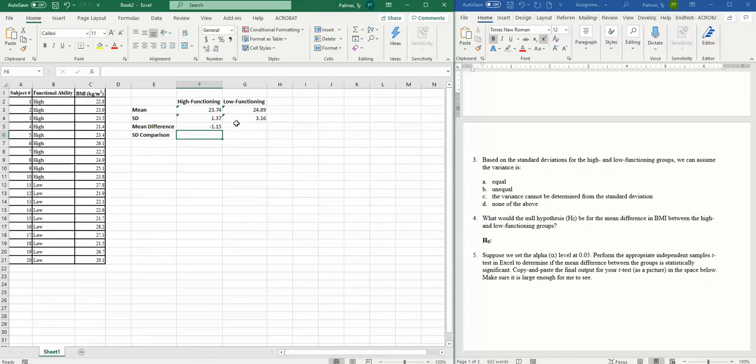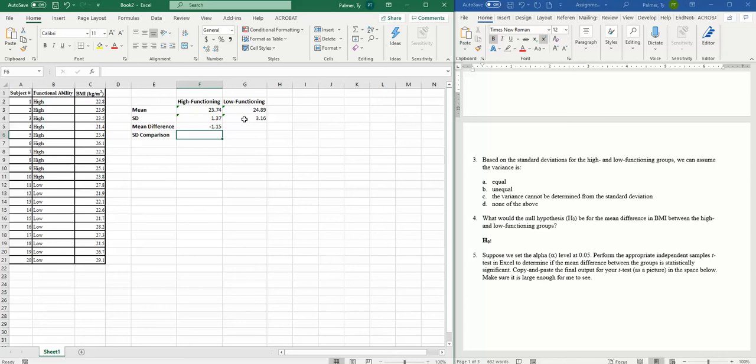Again, it may be different for your data, so keep that in mind. Your data may be different than mine, but for my data in this video, the standard deviation for the low functioning group is higher than the standard deviation for the high functioning group. The low functioning group has a standard deviation of 3.16. That is higher than 1.37. So to make this comparison between the two standard deviations, I'm going to take the higher standard deviation.